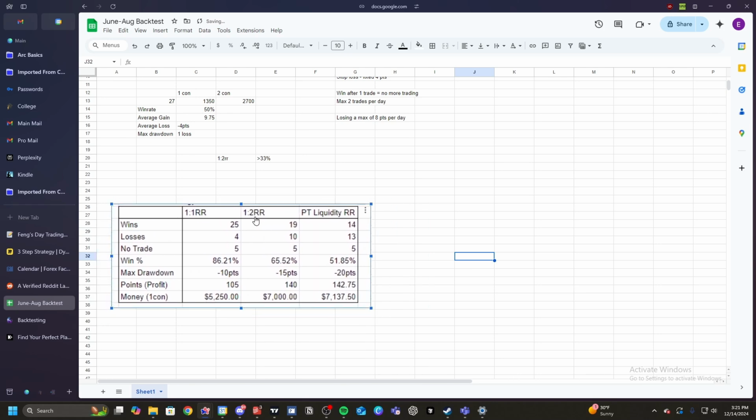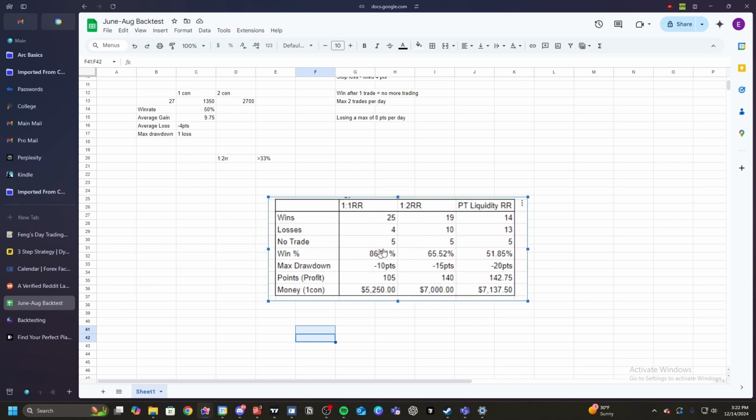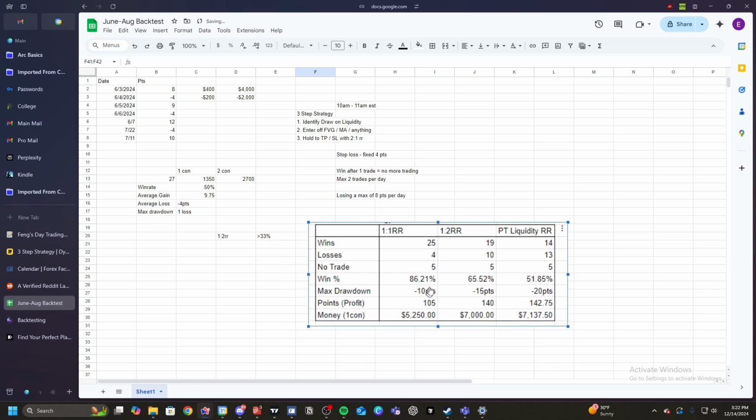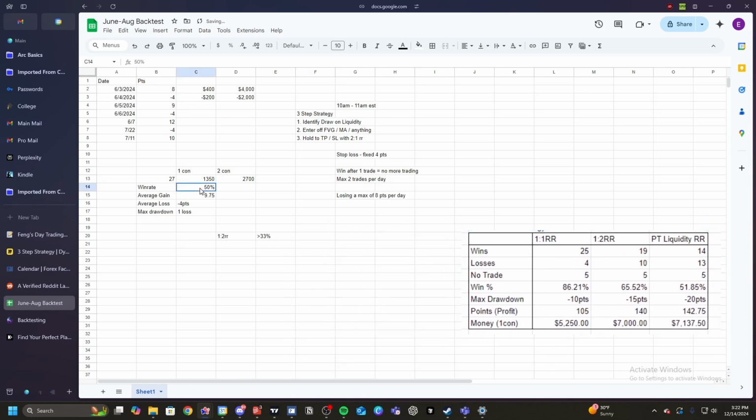But we can see that as we increase the RR, like 1 to 2 RR, we're actually making more money even though the win rate is less. But the drawdown does increase with it. Basically, you want to be focusing on maximizing profits and not so much the win rate. And another thing is that once you have all this backtested data, it makes you confident so you can execute your strategy pretty much every day and not have to think.